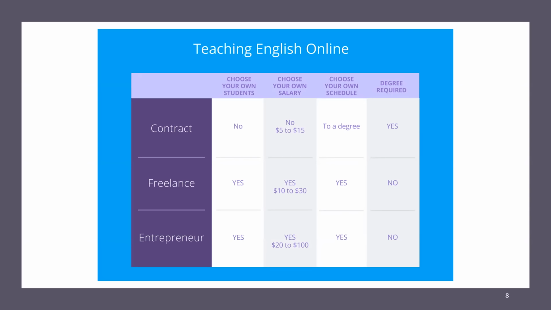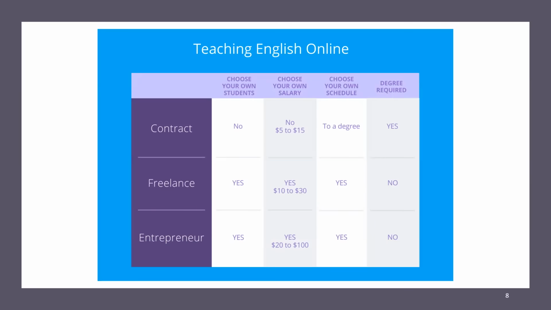Choose your own schedule to a degree. In the beginning of the month, you have to tell the school what your hours and days are going to be. But once those are set, they are set. You do have some leeway in some schools to edit those a little bit, but most of the time you'll get penalized if you do change them. Degree required? Yes. In most cases, 99% of the time, you're going to need a degree. There are some schools that do not require a degree, but there's very, very few of them.